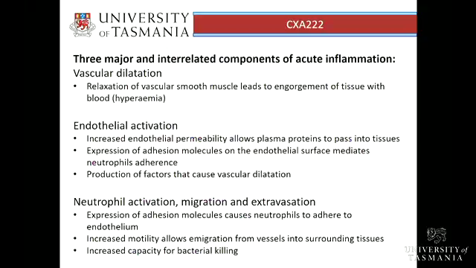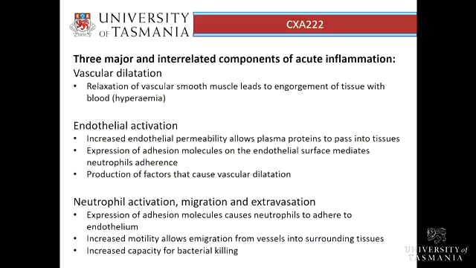Okay, so there are three major and interrelated components of acute inflammation. The first is vascular dilation. So we get an agent that penetrates the body. We'll go with bacteria for this sake, and it's recognized by a macrophage. The macrophage then sets out a bunch of cytokines. These might be histamine, serotonin, and even nitric oxide. The result of this is vascular dilation.